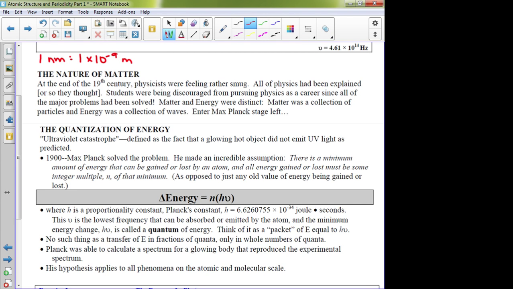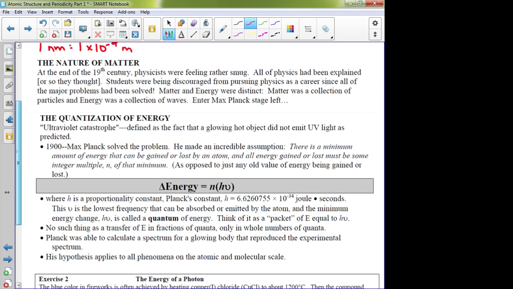So the nature of matter. At the end of the 19th century, physics was feeling rather smug. I'm just going to read this because I find it very interesting. They thought that all of physics had been explained. They literally told students, do not go into the field of physics because there's nothing left to discover. They said matter is a collection of particles and energy is a collection of waves. Period. Everything is explained. And thankfully, you always have those stubborn people in life who say, no, don't think so.